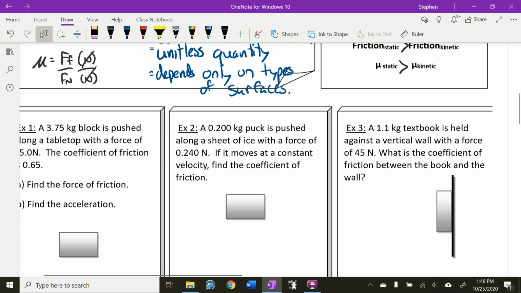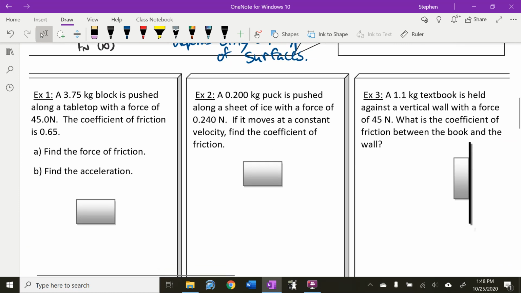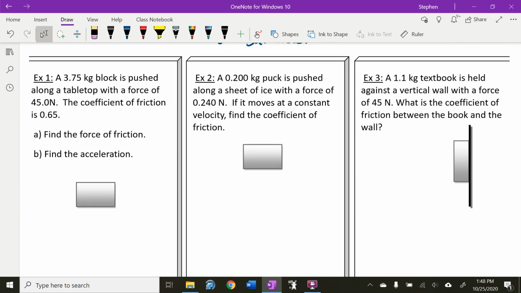Okay, so let's try a few practice problems here. The first one, I will show you an example of how this would be done, and the next two, you can please pause the video and try it for yourself.